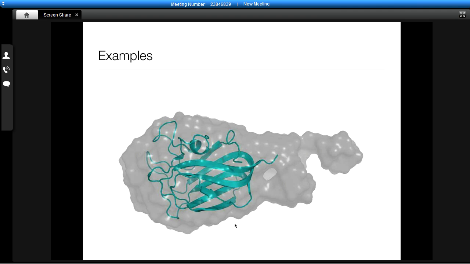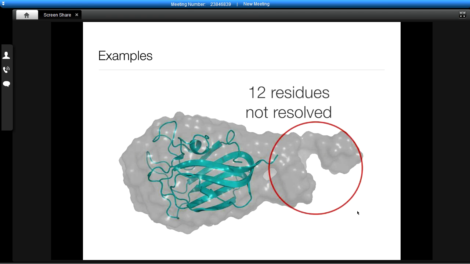And that was our envelope that we got before we got the structure, and then we got the structure, and there were some extra beads over on the side here. And we found out that there were in fact 12 residues that were not resolved in the electron density of the X-ray structure. And so that actually helped us to orientate it.